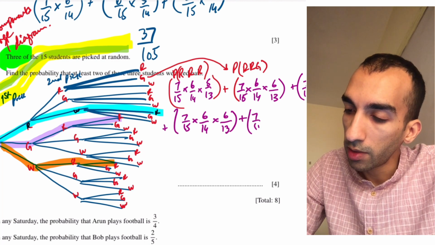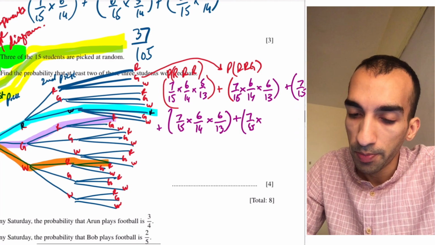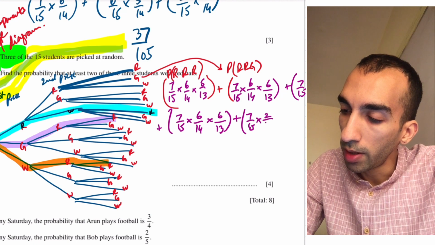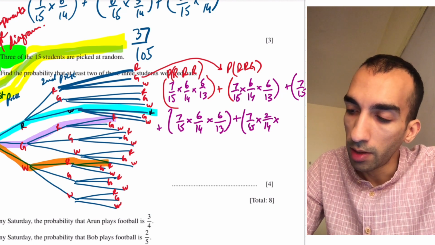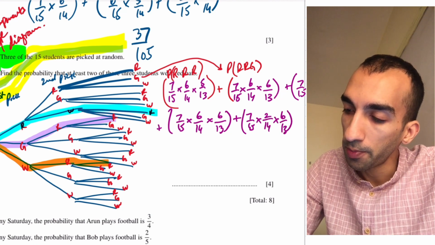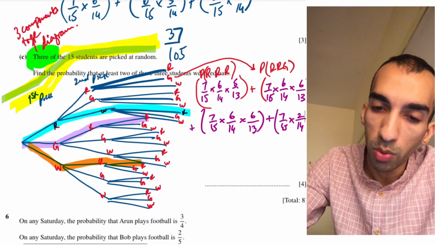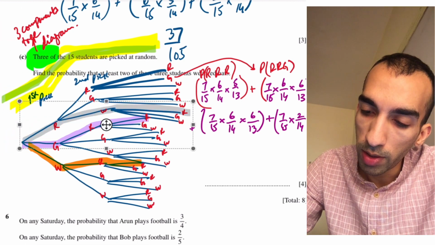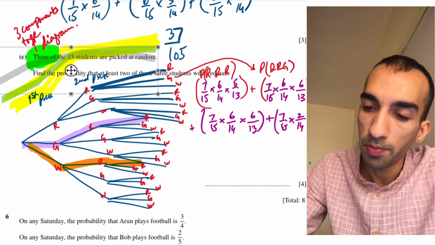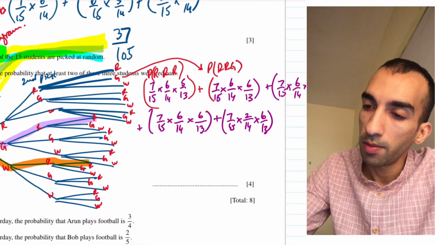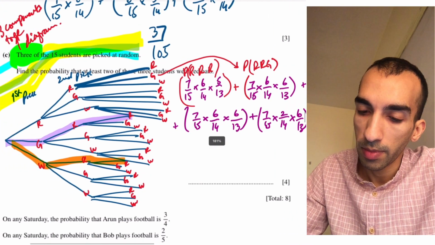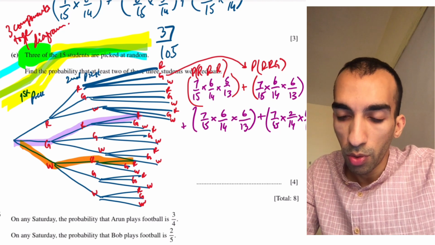Probability of selecting a student who is wearing a red color is 7, and then a white is 2 by 14, and then another red is 6 by 13. So we are done with this blue as well. Purple to go, green, red, red.